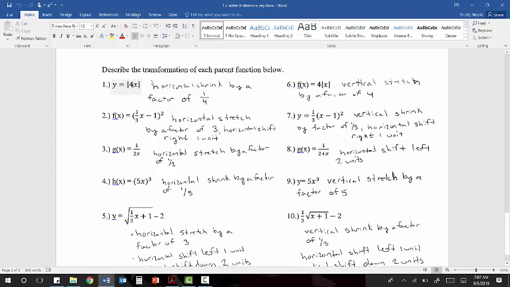Number 1, first thing I see is there is a 4 in front of x, but it's inside, so I'm thinking horizontal, right? And it's reverse order, so since the number is greater than 1, it's a shrink. So in terms of horizontally, it's going to get more narrow.